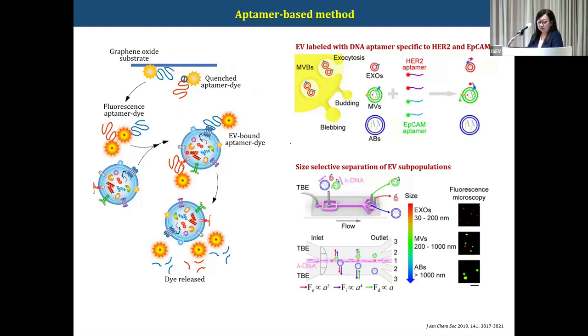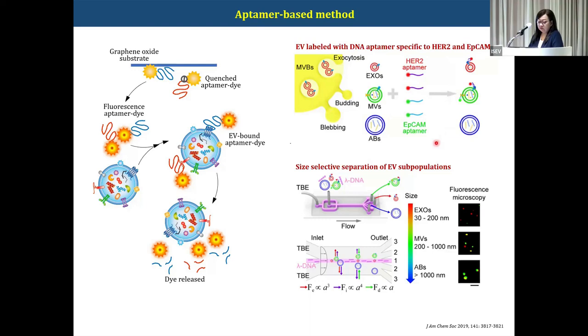Upon the presence of EVs, the aptamer dye will bind to the EV protein of interest. Removal of the nucleotides then cleaves the EV-bound aptamer, releasing the free dye, and measurement of the signal intensity of the free dyes reveals the quantity of the target EV proteins. So a study made use of DNA aptamers that are specific to HER2 and EpCAM, which are highly expressed in cancers, for labeling EVs.